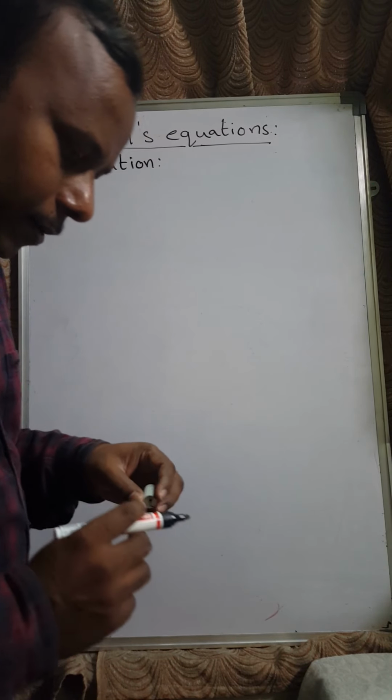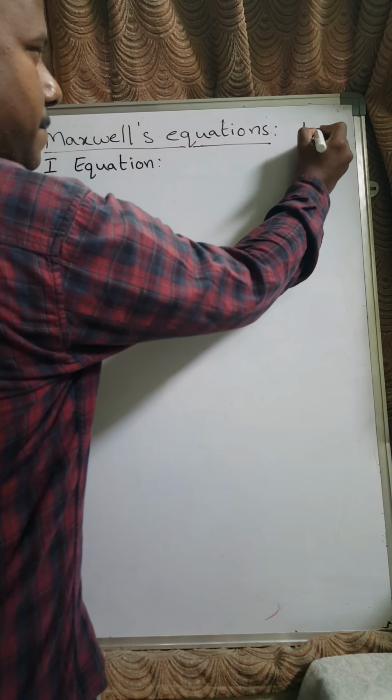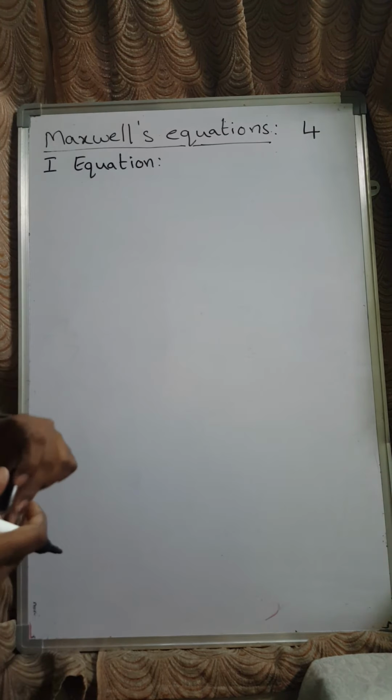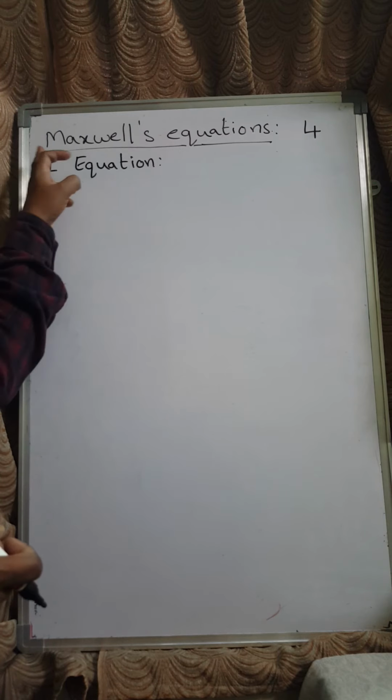Maxwell's equations we are going to discuss here. There are four Maxwell's equations. They are derived from basic laws of electricity and magnetism. The first law of electricity is Gauss law for electricity, then Gauss law for magnetism, Faraday's law and Ampere's law. By using these four equations, now we are going to discuss the Maxwell's equations.